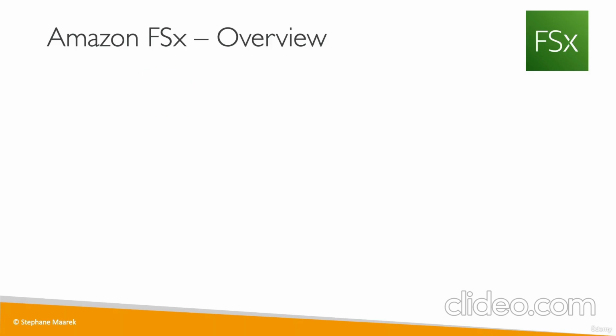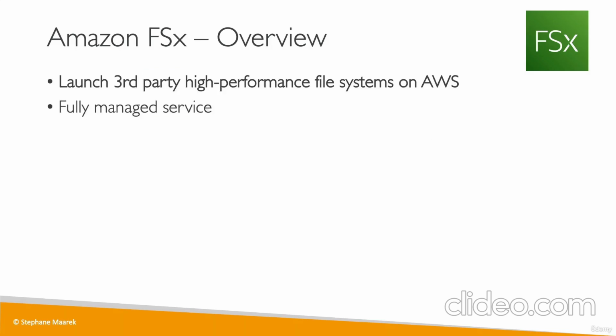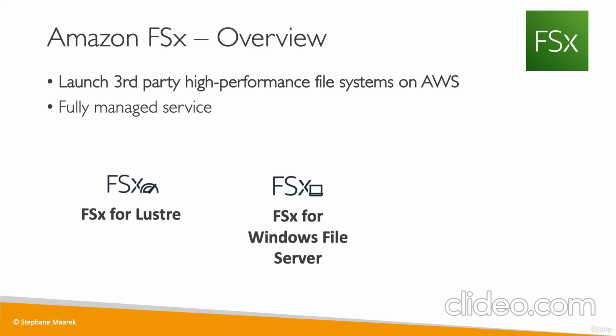Okay, so now let's talk about Amazon FSx, which is a managed service to get third-party high-performance file systems on AWS. So in case you don't want to use EFS or S3 and you want something else, then you can use FSx to manage these file systems. You have three offerings today: FSx for Lustre, FSx for Windows File Server, and FSx for NetApp ONTAP.